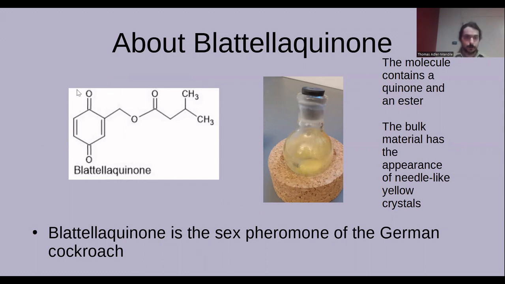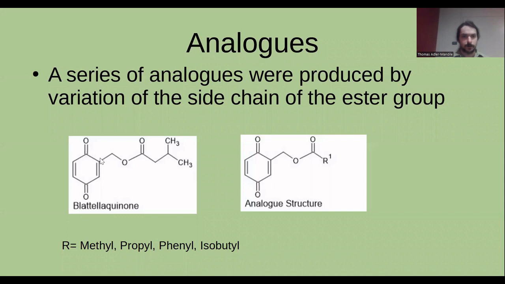And you can see it's got a quinone moiety here, which is pretty interesting as far as the structure of pheromones goes. And it's also got an ester group. That's what we'll be varying to make the analogues. We changed the side chain of the ester group to make different analogues. So the isobutyl side chain is the natural product. And then we also made analogs with the methyl side chain, a propyl side chain, and a phenyl side chain. So the analog structure here, R1 represents any of these.